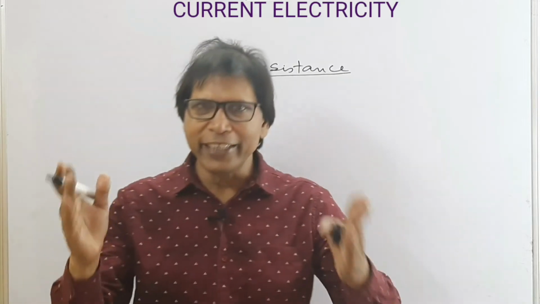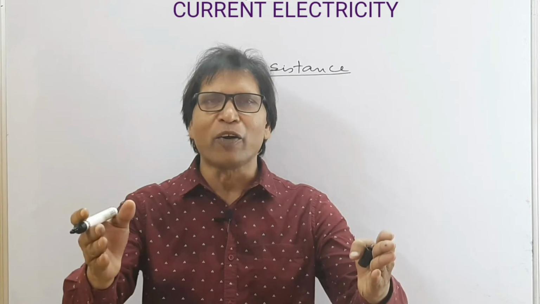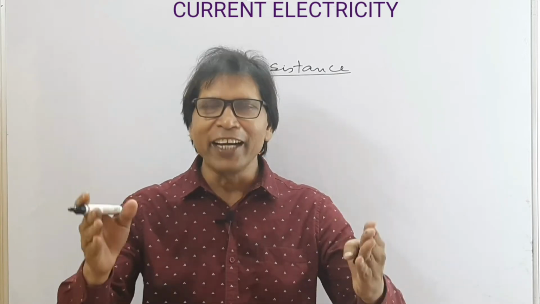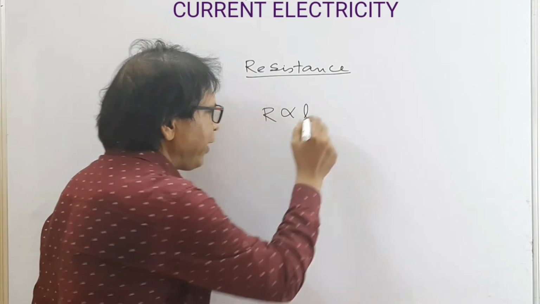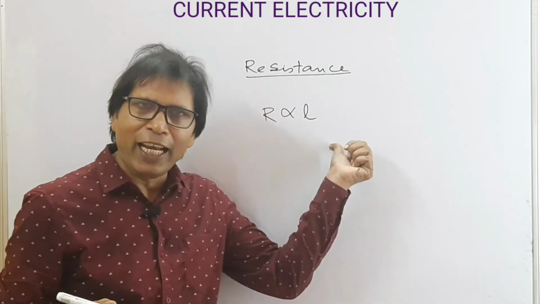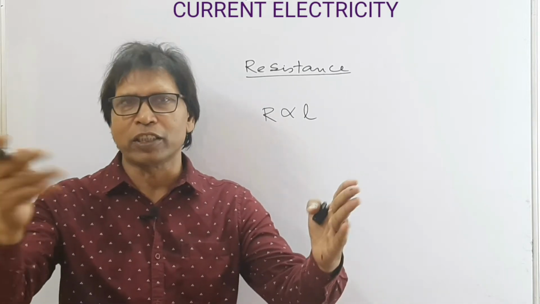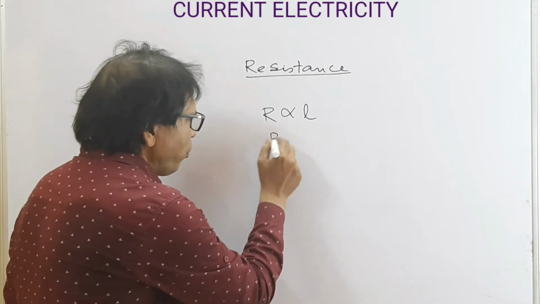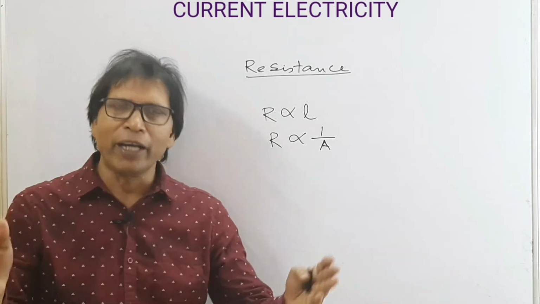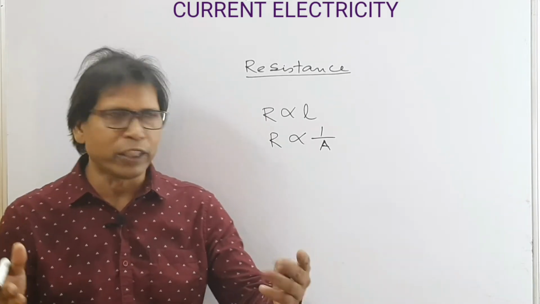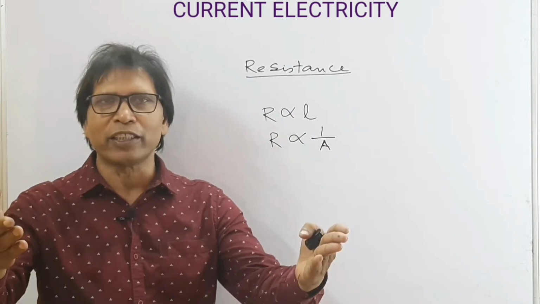Okay. Now resistance. Resistance is the obstruction offered by a conductor when current flows through it. It depends on the length of the conductor, that is R is proportional to L, when area of cross section, temperature and material are constant, and R is proportional to 1 by A, that is resistance is inversely proportional to area of cross section when length, temperature and material are constant.